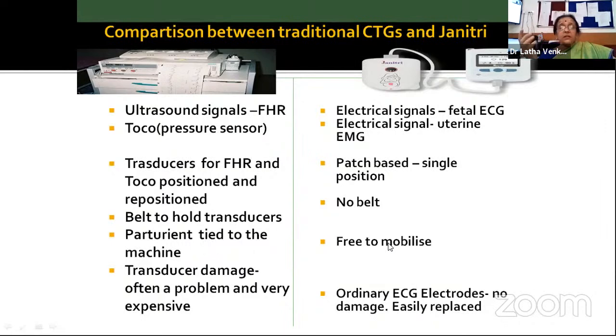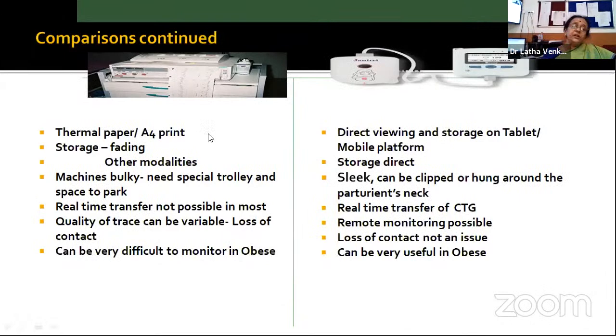Still, the signals are captured either on a tab or on a centralized monitoring desk. Transducer damage is often a problem, and replacing a transducer is very, very expensive. Whereas here, they are ordinary ECG electrodes that we use, and there is no damage and they can be easily replaced. The traditional output is usually thermal paper or an A4 print, which can be lost or faded. Whereas here, there is direct viewing and storage on a tablet or mobile platform, or it could be directly stored in the cloud, and it can be downloaded whenever we want. Machines are very bulky and need a special trolley and space to park. Here, it is very sleek. It is on the mother herself, and it can be clipped to the bedside also.